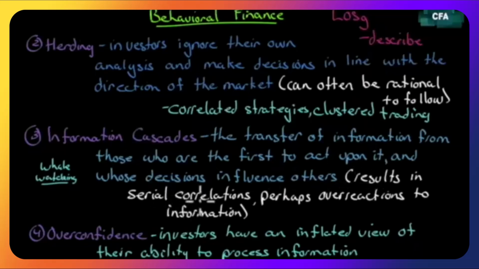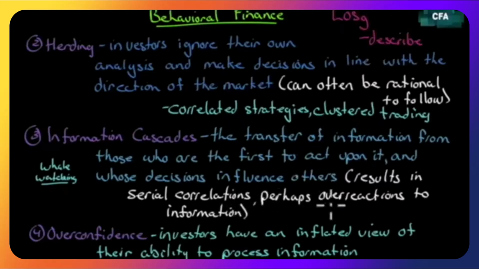Results in serial correlations, which means somebody buys it, pushes up the price, makes an announcement that they've been buying, and the next day it goes up and up and up, and more people, seeing it going up, just assume that, well, if everyone else is buying it, there must be something in it, right?